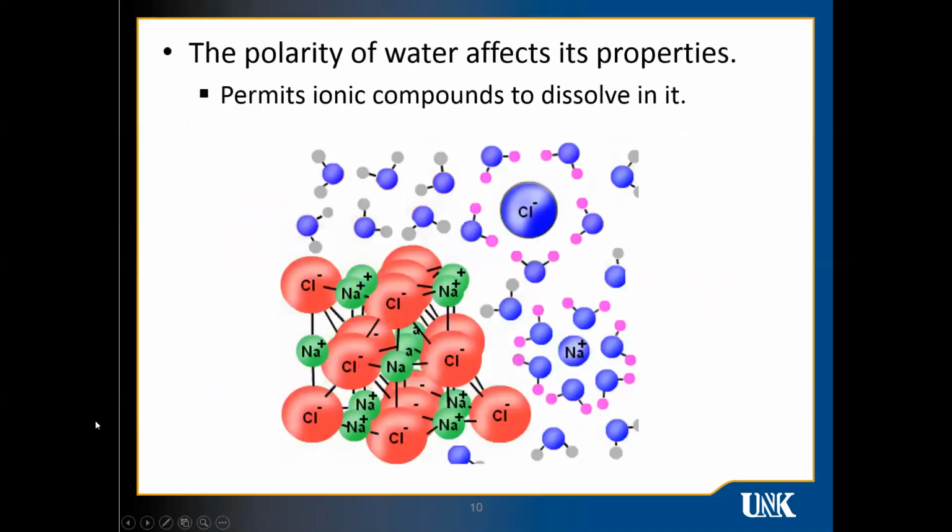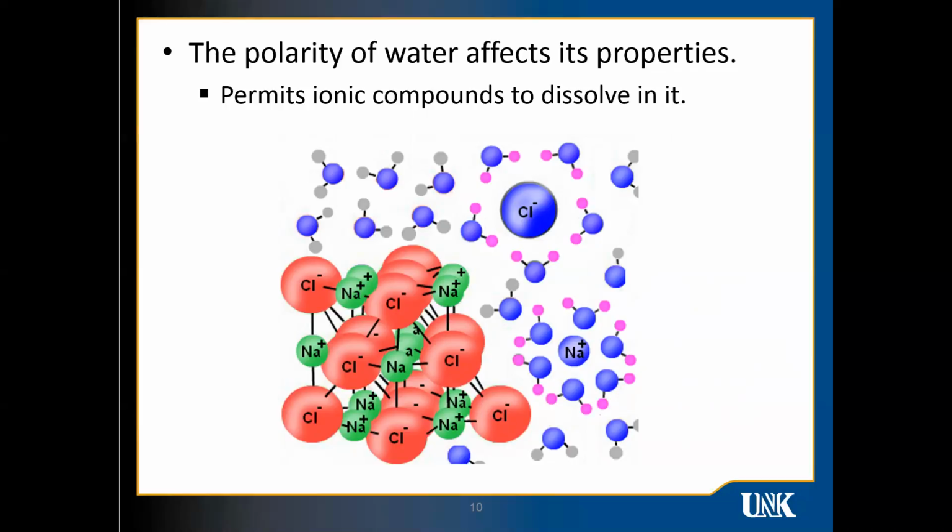Now, water is an interesting substance, and its polarity affects its properties. I've already talked about how it tends to kind of climb glass. If you pour water in a test tube or graduated cylinder, it tries to climb up the inside of the glass. And it's also the polarity that gives water the ability to dissolve a lot of ionic compounds. And so, you know, table salt's very soluble in water.